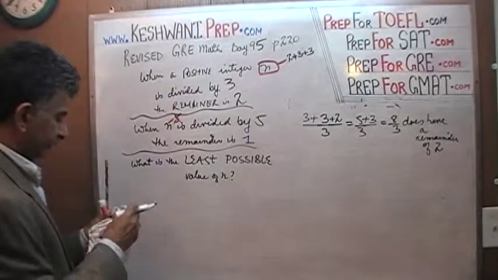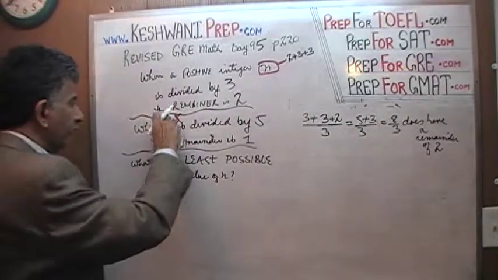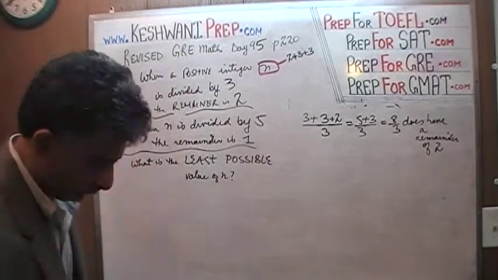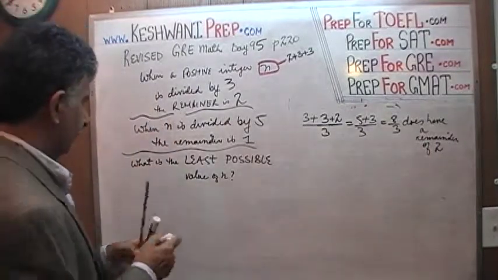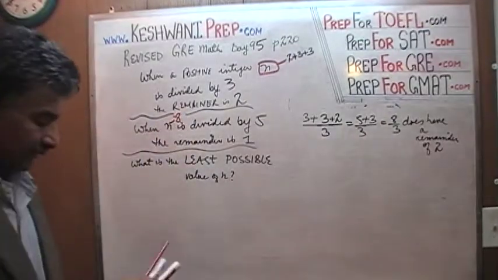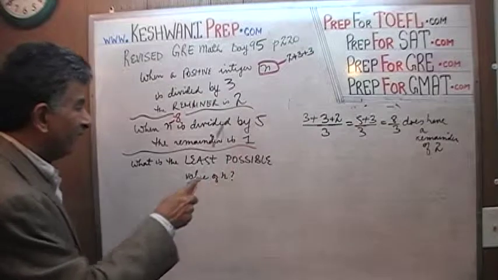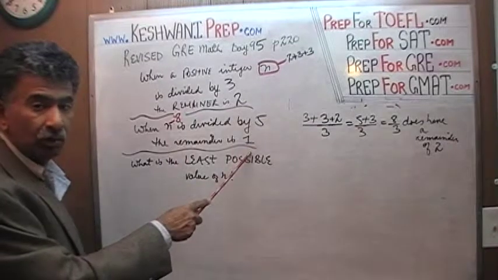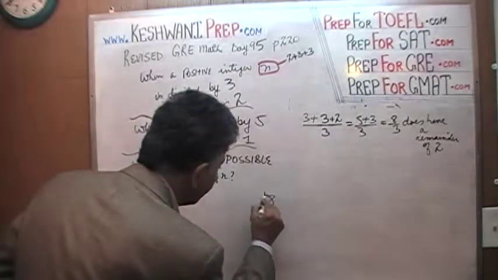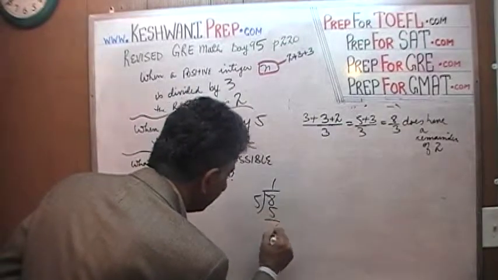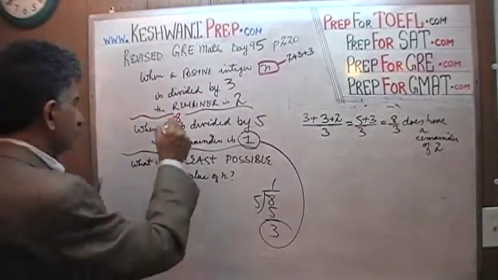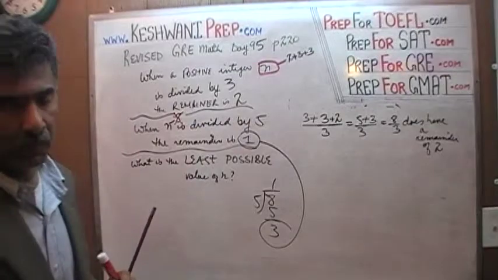Let's put in 8 here, n equals 8, see what happens. Now, does 8 divided by 5 give us a remainder of 1? No, 8 divided by 5 will give us a remainder of 3. We're looking for a remainder of 1. That does not do the job. We need to go one more round.